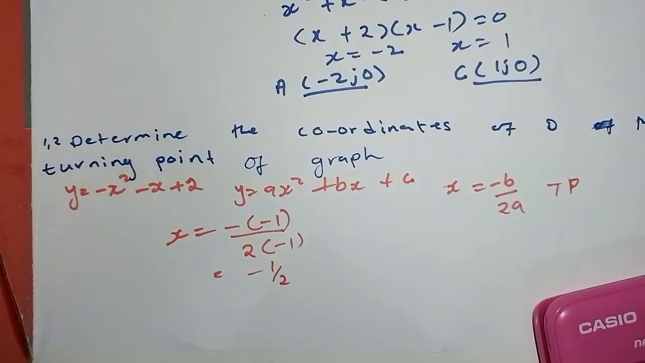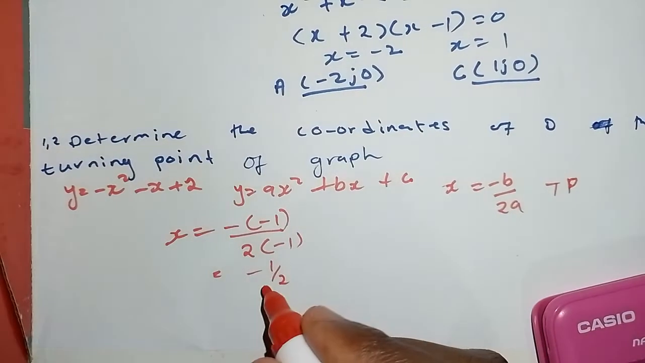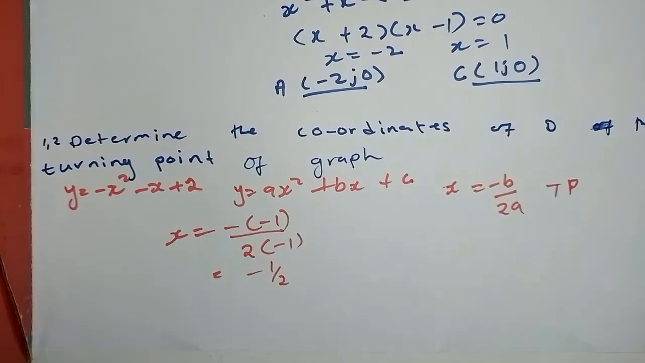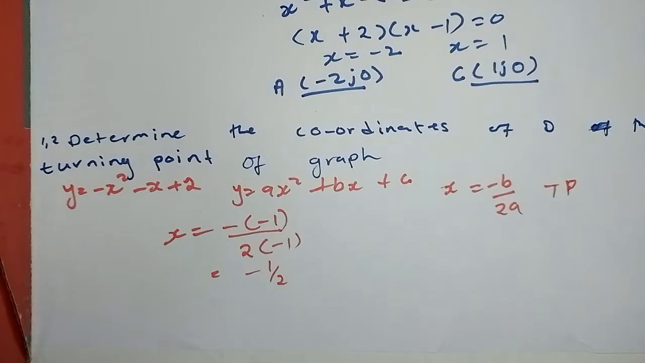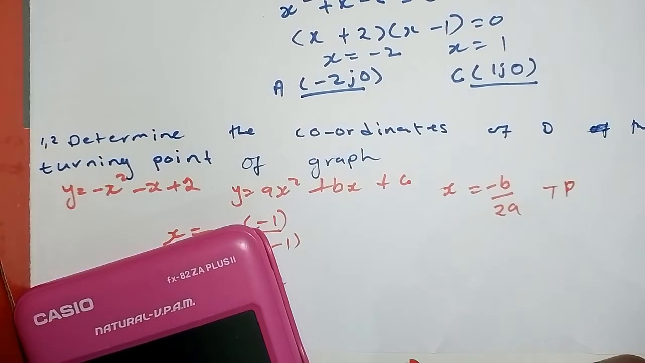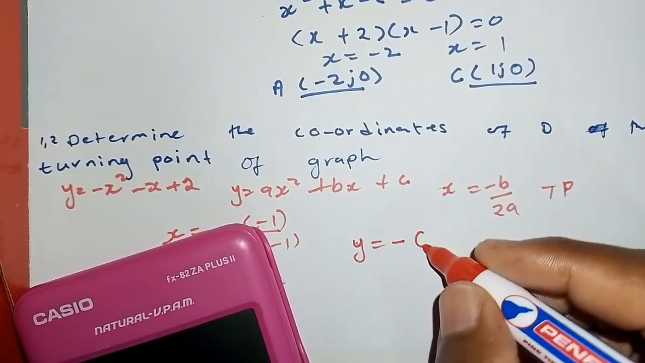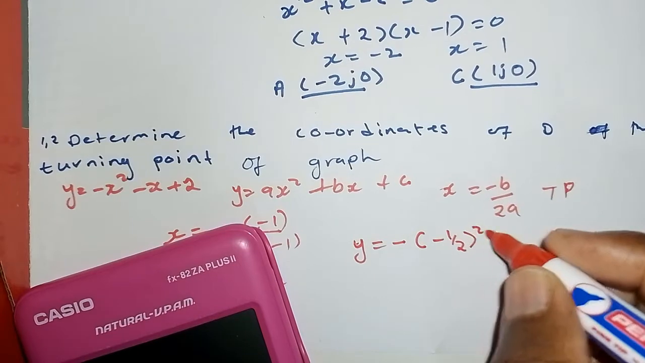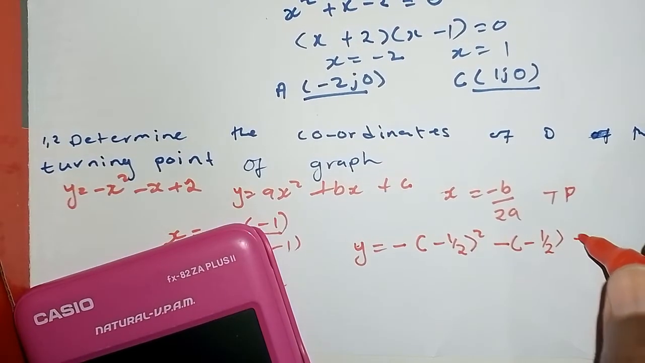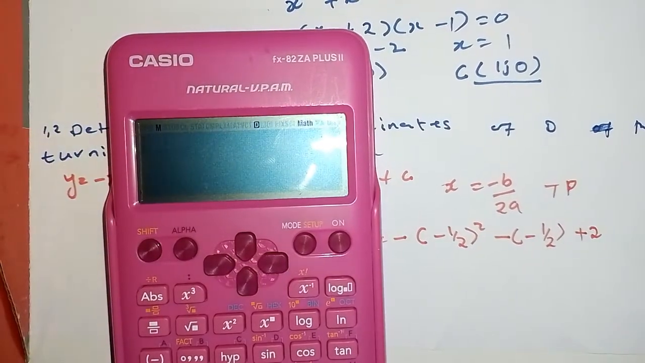This is the x coordinate of the turning point. When I want the y coordinate of the turning point, I'll simply take this x coordinate of the turning point and substitute it in my original equation to get the y coordinate. I'm just going to say y is equal to negative into negative half squared minus into negative half plus 2, right?